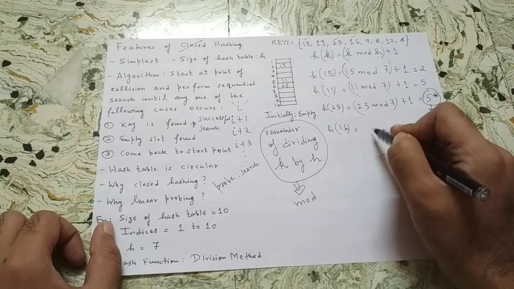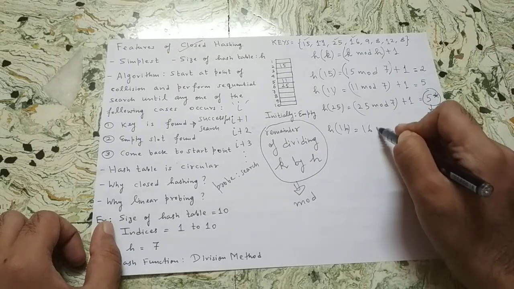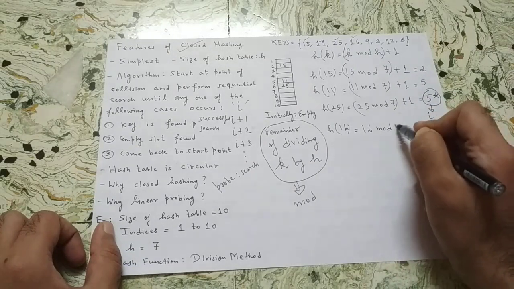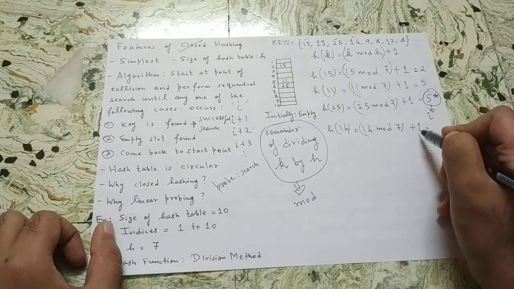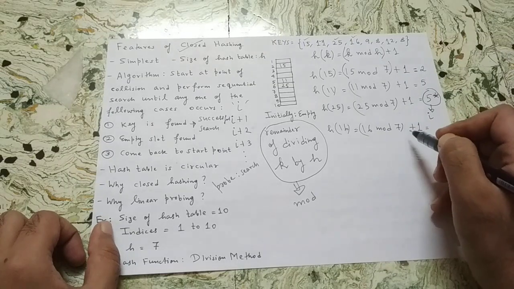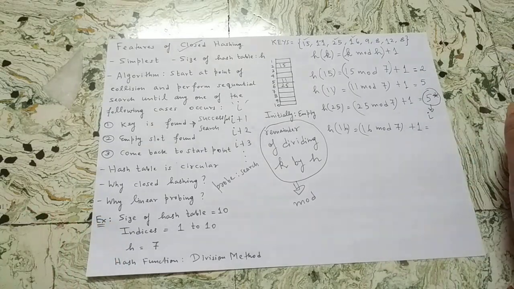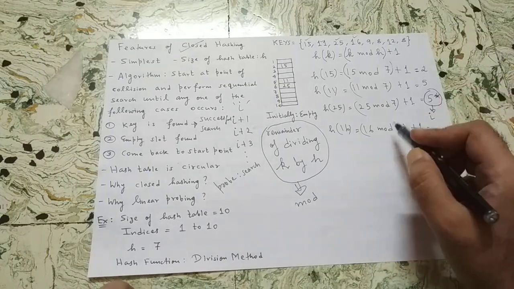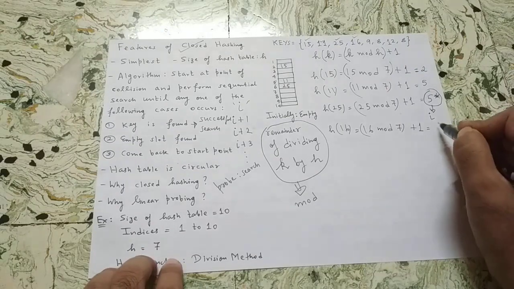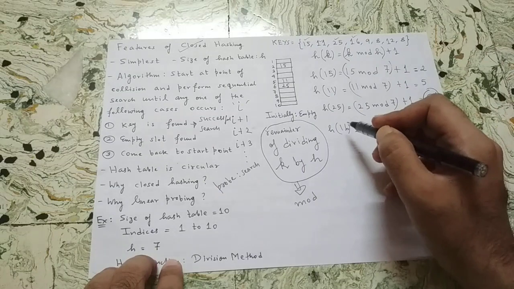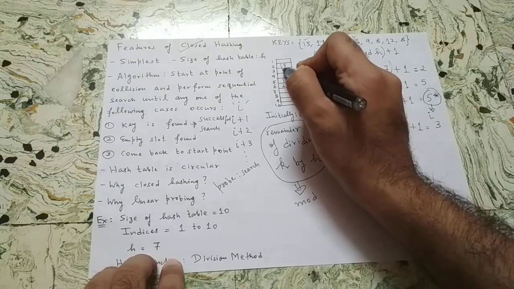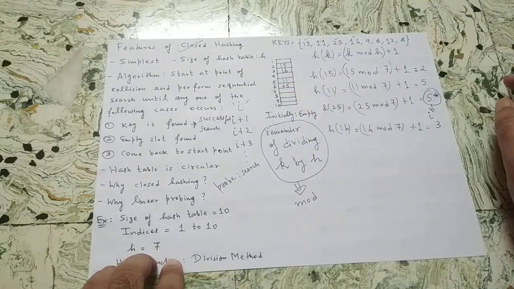Now, if I apply the hash function on my key value 16, so I'll say 16 mod 7, and I'll add it up with 1. So what is 16 mod 7? 16 mod 7 is what you get as the remainder on dividing 16 by 7. On dividing 16 by 7, the remainder that we get is 2. And if we add that with 1, we get 3. Now if we look at location 3, it's empty. So I can simply take my key value 16 and place it at location 3.